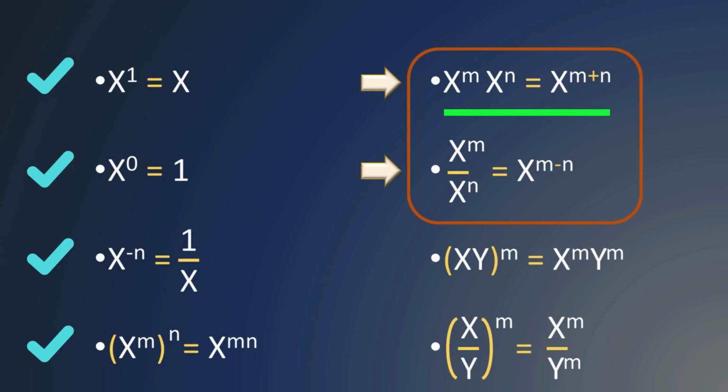The first law says that if we have the base x with exponent m being multiplied by the same base x with exponent n, then we can combine them simply by adding the exponents together. The second law says that if we have the base x with exponent m being divided by the same base x with exponent n, then we can combine them simply by subtracting the exponents.